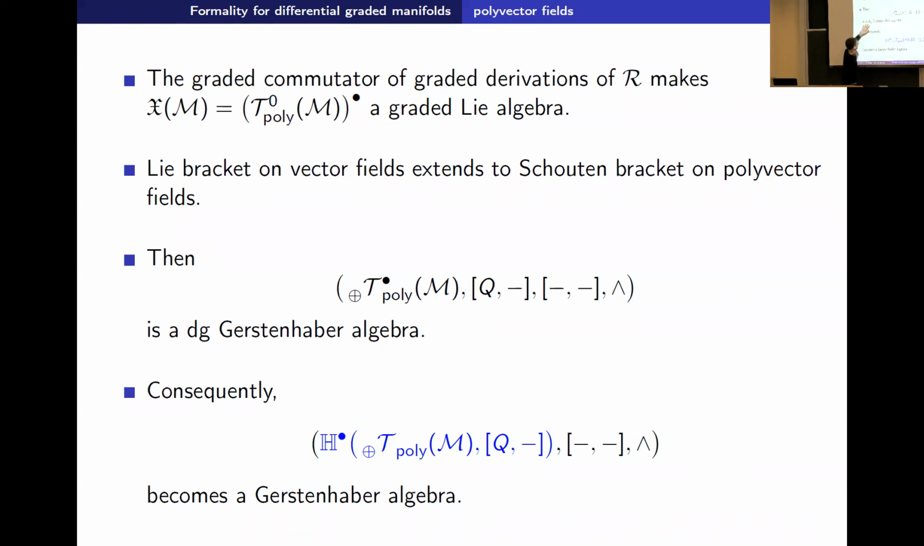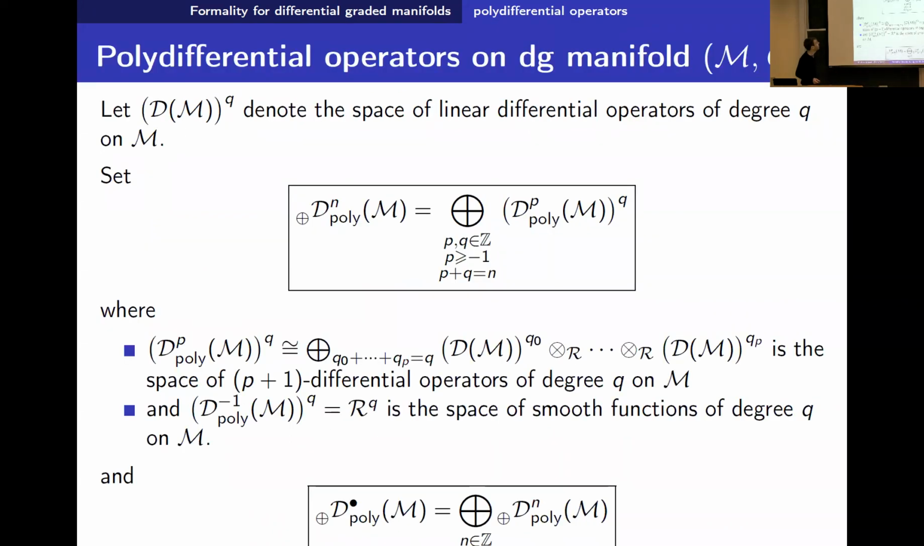So what you get is a differential graded Gerstenhaber algebra. And this differential Gerstenhaber algebra structure descends to the level of cohomology. So in cohomology, this blue space here inherits a Gerstenhaber algebra structure.